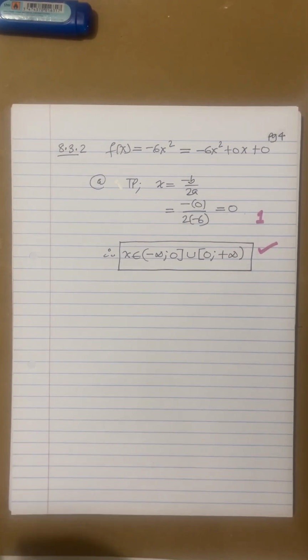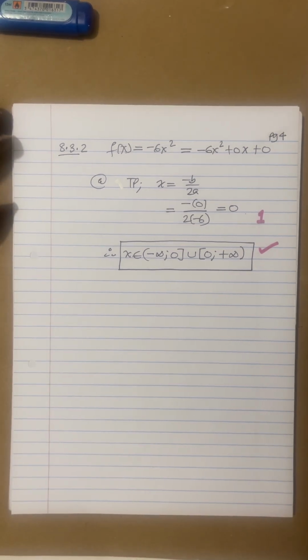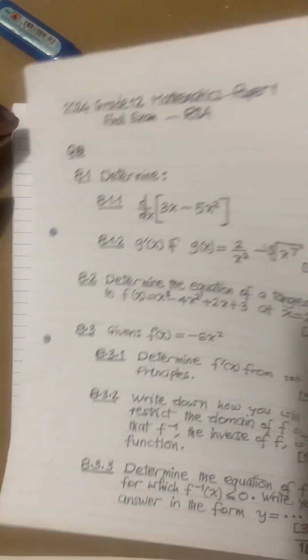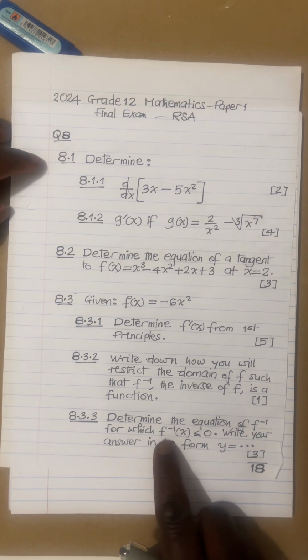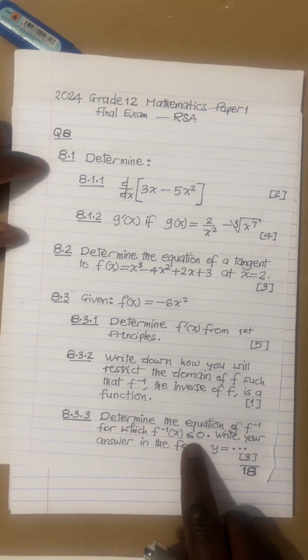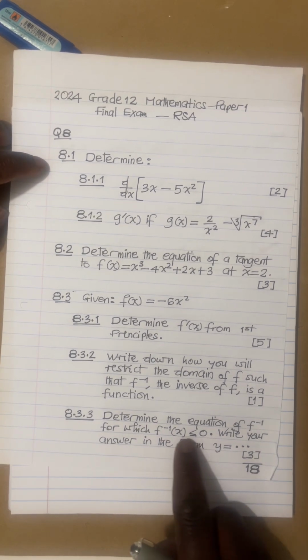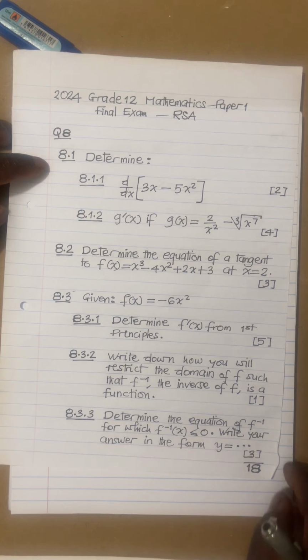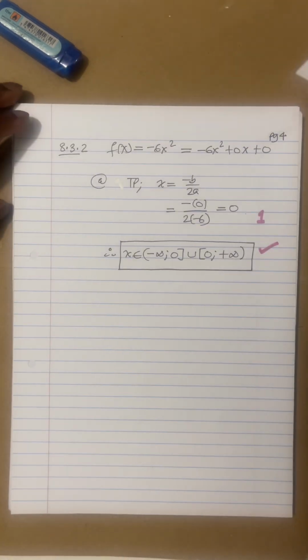Right. Let's go to the last one, 8.3.3, which basically is saying that we must determine the equation of the inverse, and they are only interested in the part where the inverse is below x-axis. That's what it means to be less than or equal to 0, below x-axis or on x-axis. So let me just explain something there.